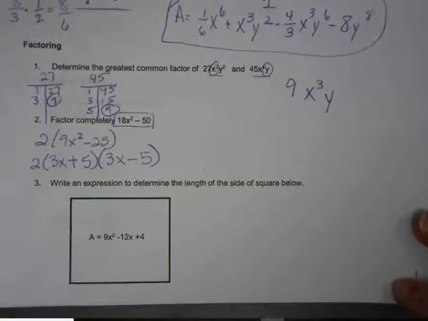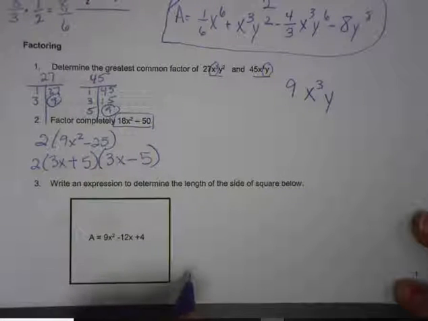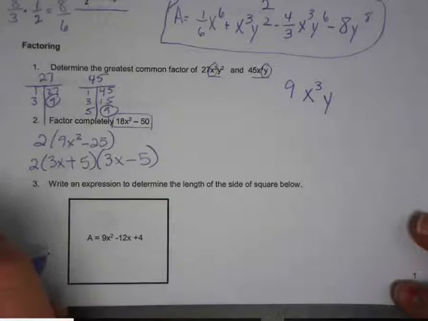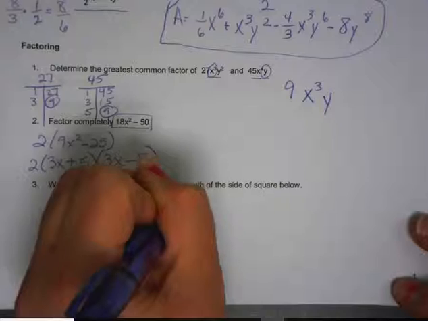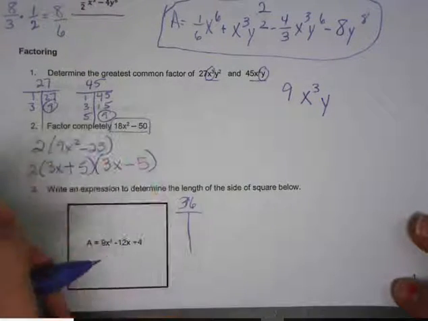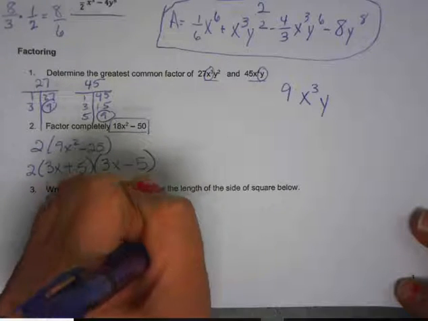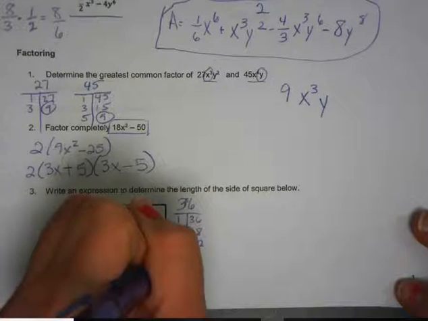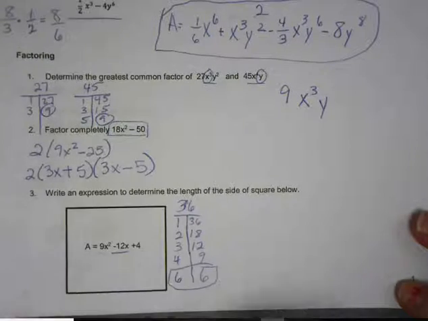All right, number 3 says write an expression to determine the length of the side of the square below. So this is a square. We're taking the square root of 9x squared minus 12x plus 4. So to do that, we're going to factor. 9 times 4 is 36. And so we know we're going to need the ones that are going to give us negative 12. So we have 1 and 36, 2 and 18, 3 and 12, 4 and 9, 6 and 6. And we're going to use 6 and 6.